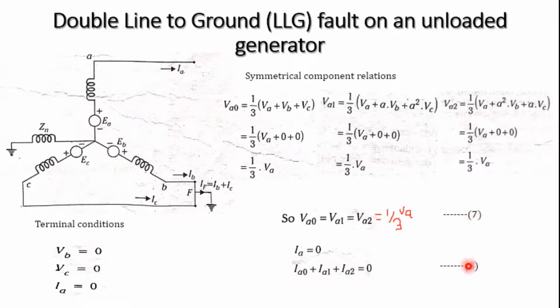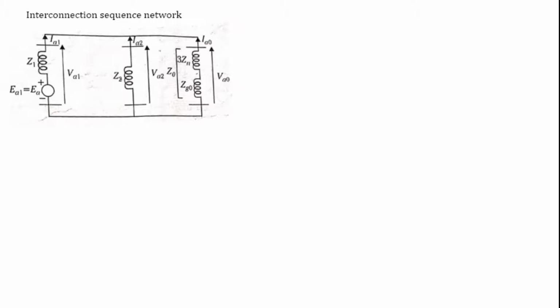From equations 7 and 8, it suggests that the networks should be connected in parallel, because the voltage is 1 by 3 of VA. The voltage is divided across VA0, VA1 and VA2, and the currents are going to add up. Based on equations 7 and 8, we can draw the interconnected sequence network, connected in parallel. VA1 carries IA1, VA2 carries IA2, and VA0 carries IA0.